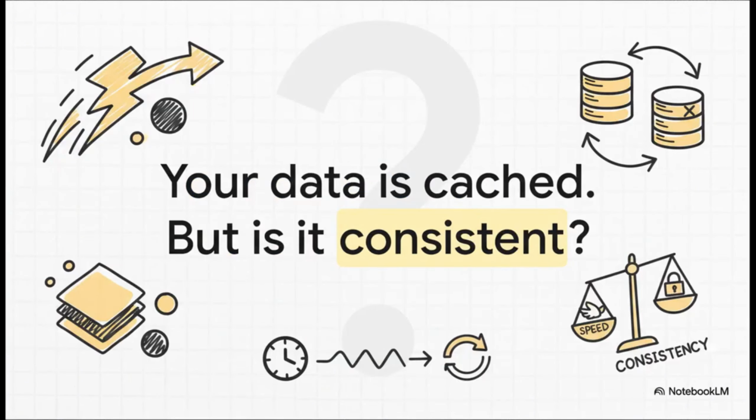And that leaves us with a fundamental question you always have to ask when you're designing a system like this. Caching gives you this incredible speed and scale, but it forces you to face this constant trade-off between performance and consistency. Your data's fast, sure, but is it correct? The answer to that question really defines the entire architecture of the modern web.